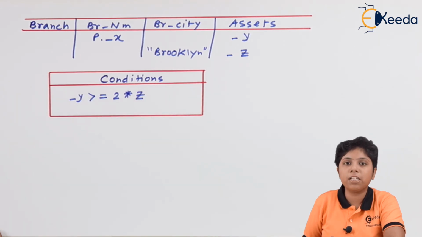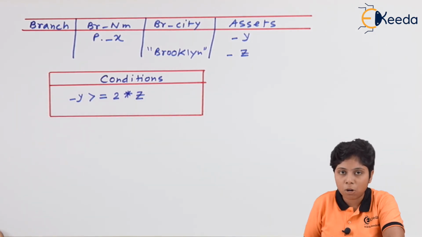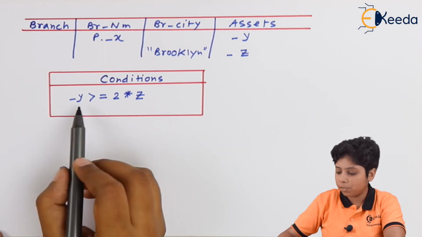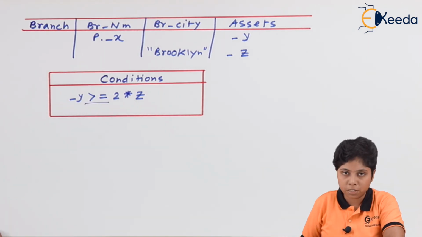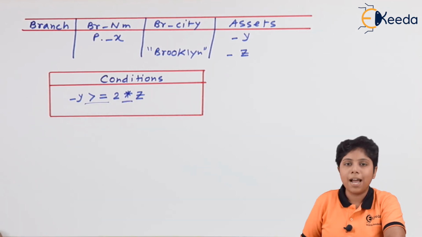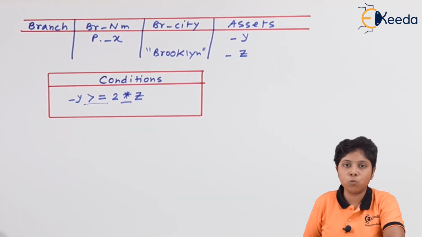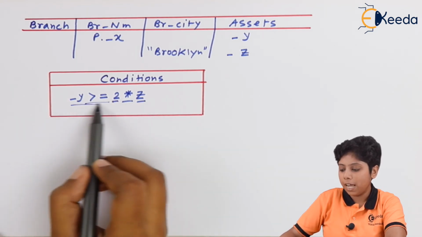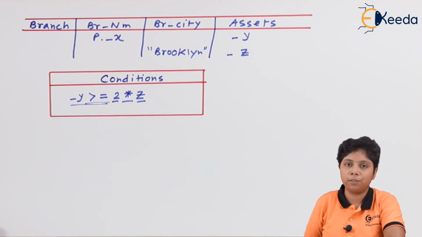So see here, we can perform complex arithmetic operations also in this condition box. So I am using greater than or equal to as a comparison operator, and star as the product sign of 2 into Z. So I can use even the constant, the variables and the relational operator.